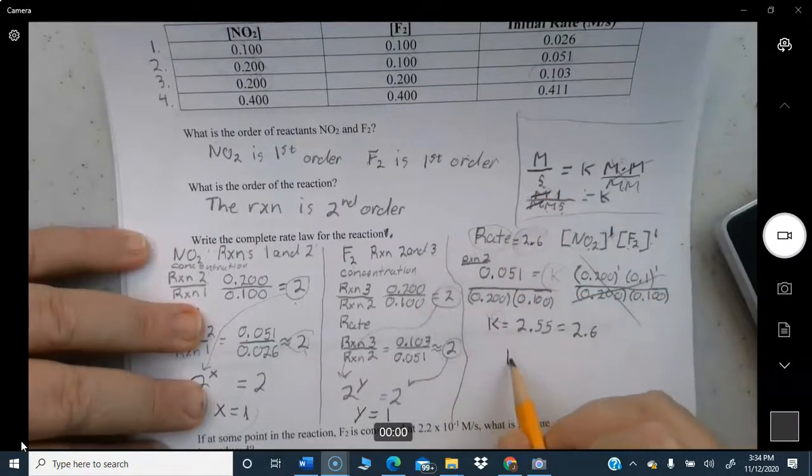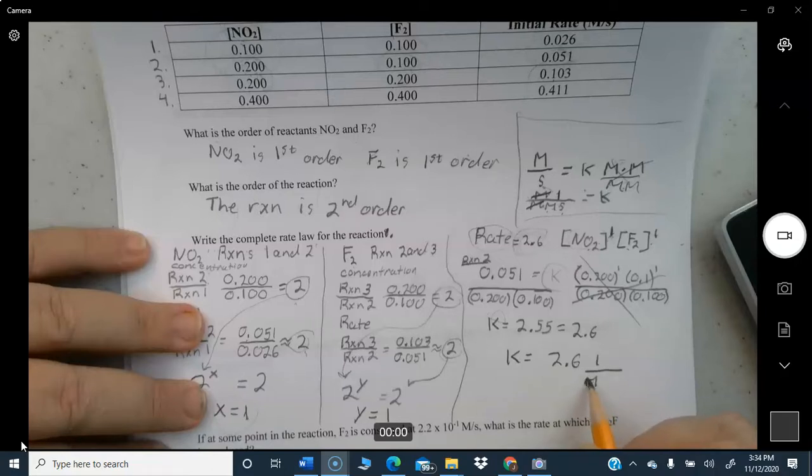So your K is going to equal, we'll just write it out, 2.6, and the units of measure are 1 over molar seconds. Now you may ask, what does that mean, a molar second? It doesn't matter. It's not something you have to deal with. It's just what the units have to be for K in order for the units to cancel out so that you end up with molar per second for your rate. Your rate has to always be in molar per second. Okay? So there you go.